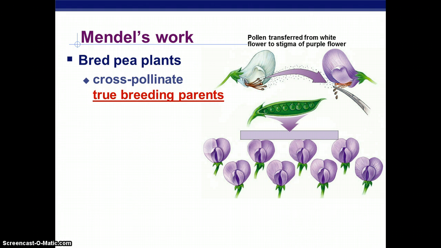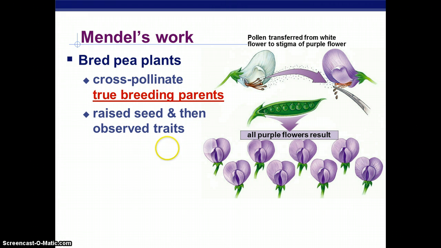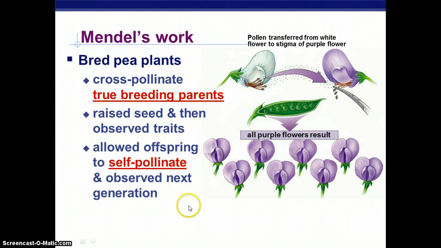So what he actually did, he cross-pollinated true breeding parents, and these parents, we're talking about pea plant flowers. He raised the seed and then observed the traits. So here we see the cross-pollination. He crossed a white flower with a purple flower. He raised the seeds and he got all purple flowers. He allowed the offspring to self-pollinate and observe the next generation. And all that means is he let two of these offspring fertilize each other and then observed what kind of seeds actually resulted.